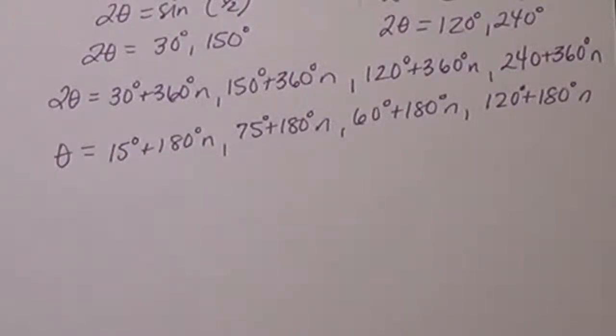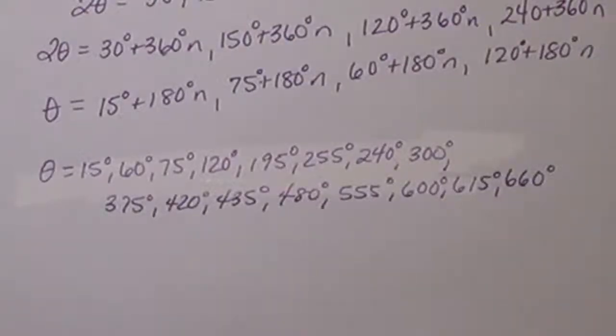So now that I have all of the solutions, we want the ones that are just between 0 degrees and 720 degrees. So theta will equal 15 degrees, 60 degrees, 75 degrees, 120 degrees, 195 degrees, 255 degrees, 240 degrees, 300 degrees, 375 degrees, 420 degrees, 435 degrees, 480 degrees, 555 degrees, 600 degrees, 615 degrees, and 660 degrees.